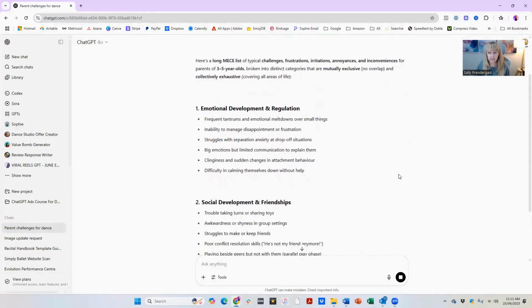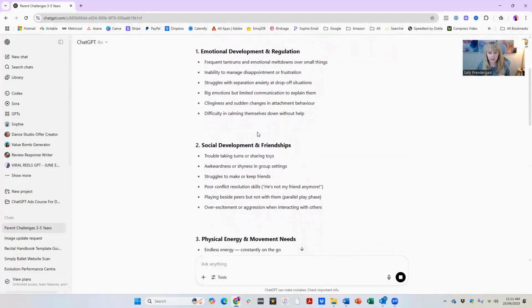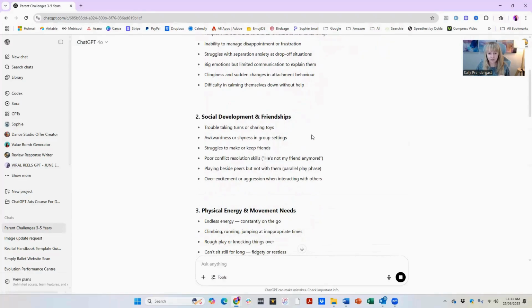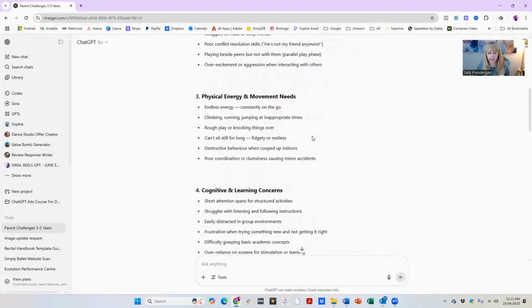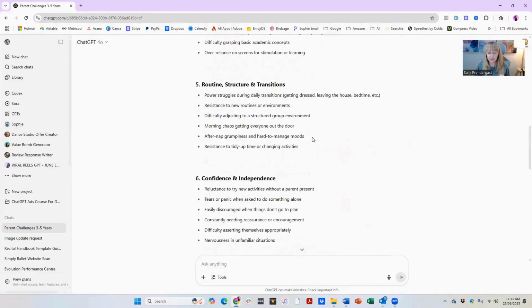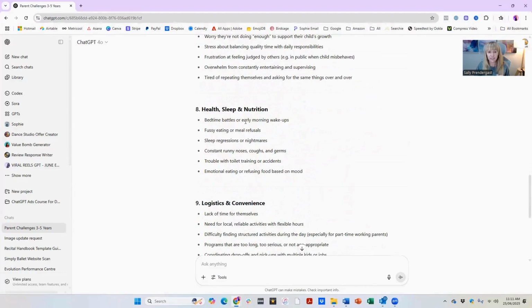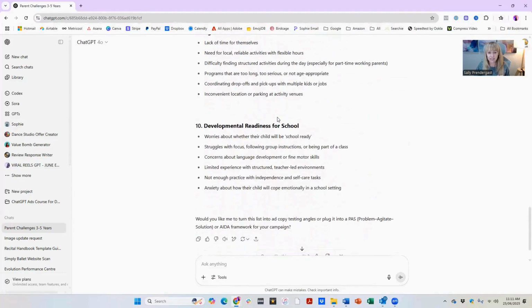So you want to check that these resonate, the list that it comes up with. So emotional development and regulation. Yep, these are great, perfect. Social development and friendships, physical energy and movement needs, cognitive and learning concerns, routine structure and transitions, confidence and independence, parent guilt and overwhelm, health, sleep and nutrition, logistics and convenience. These are amazing. These are perfect.